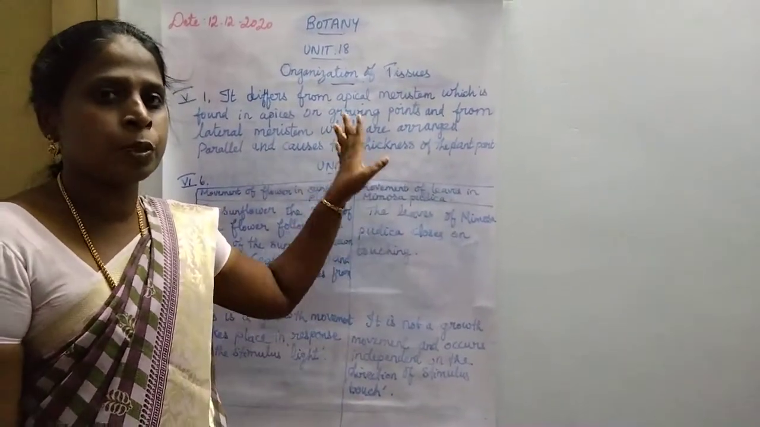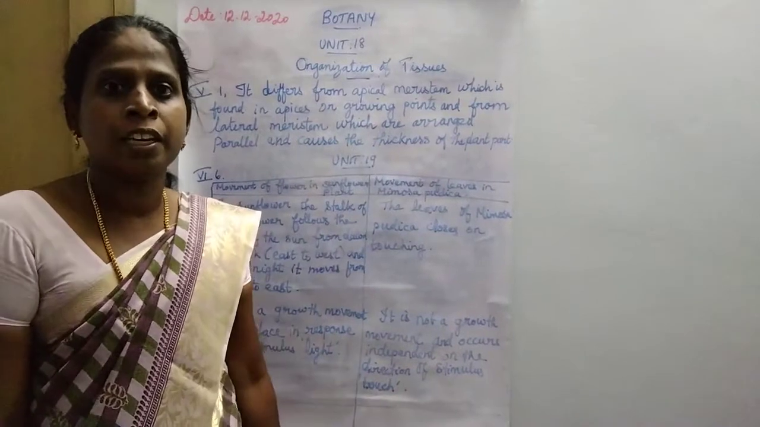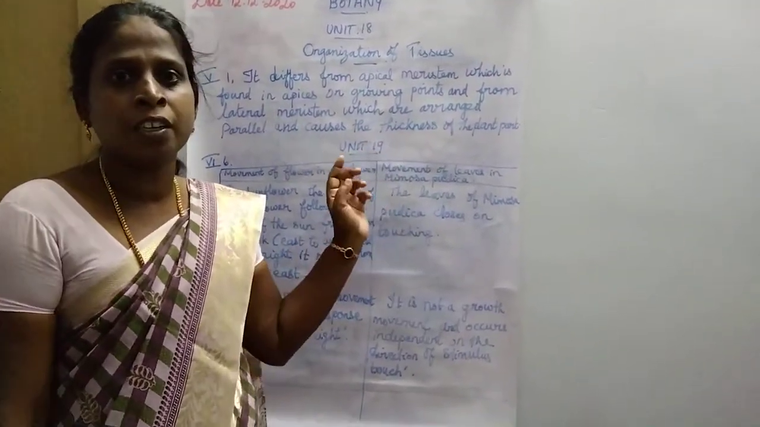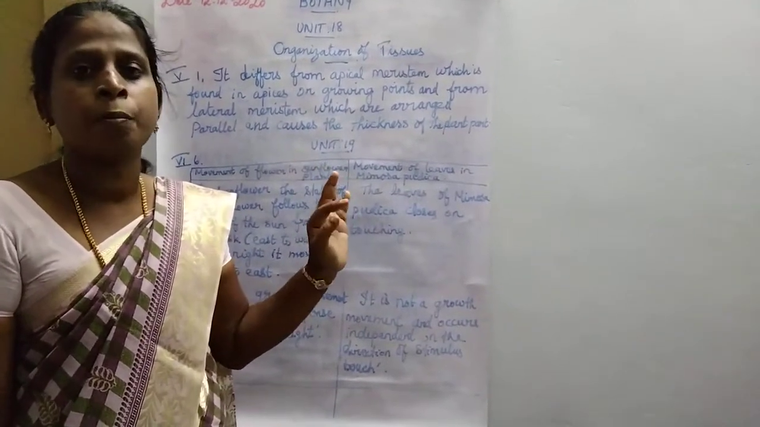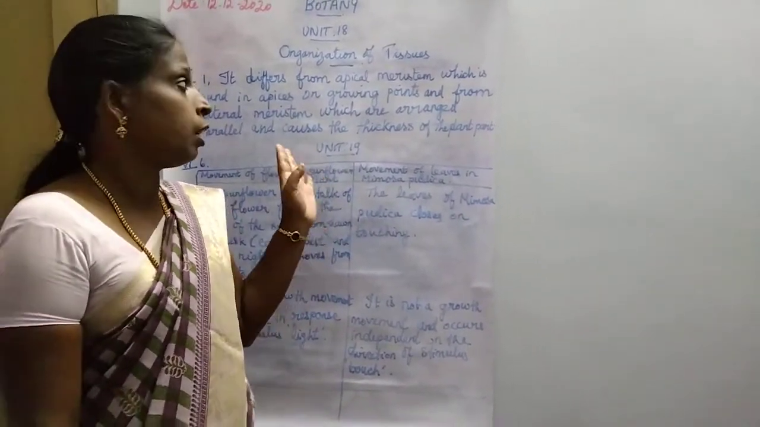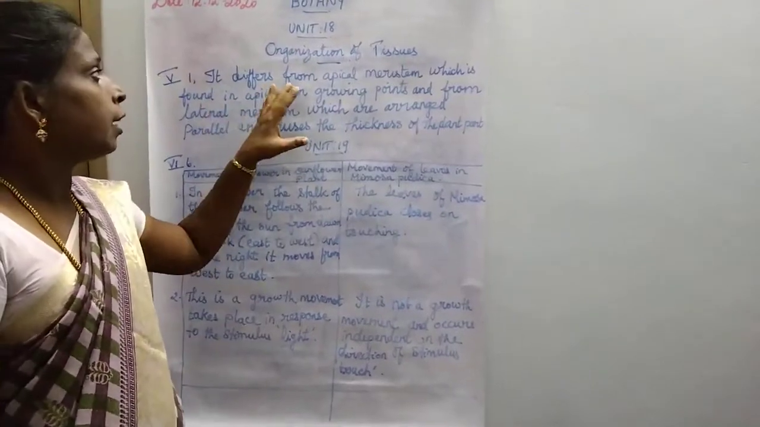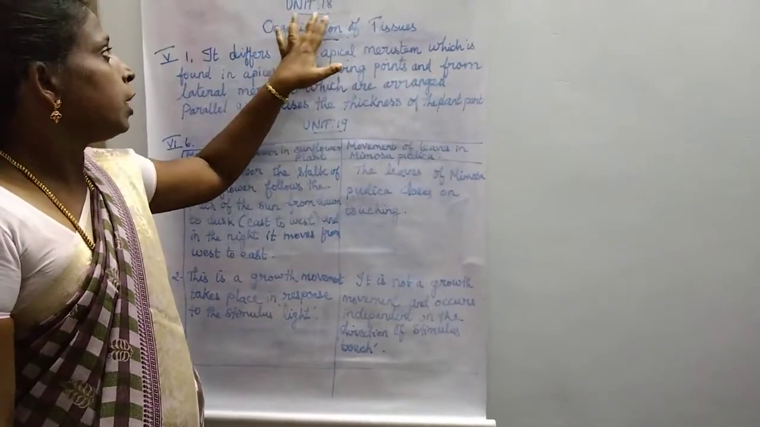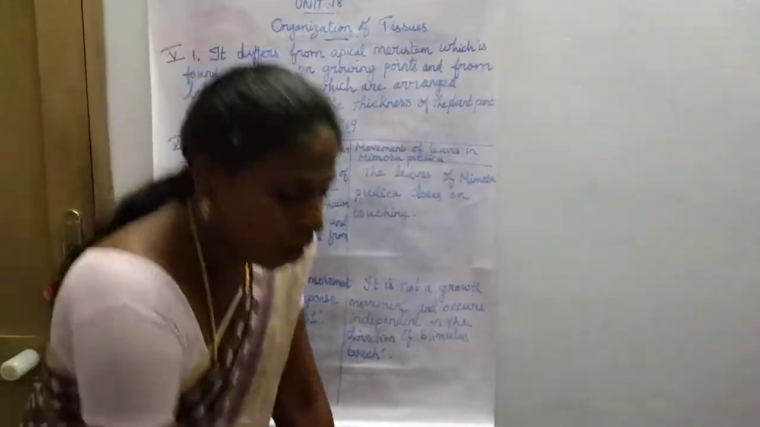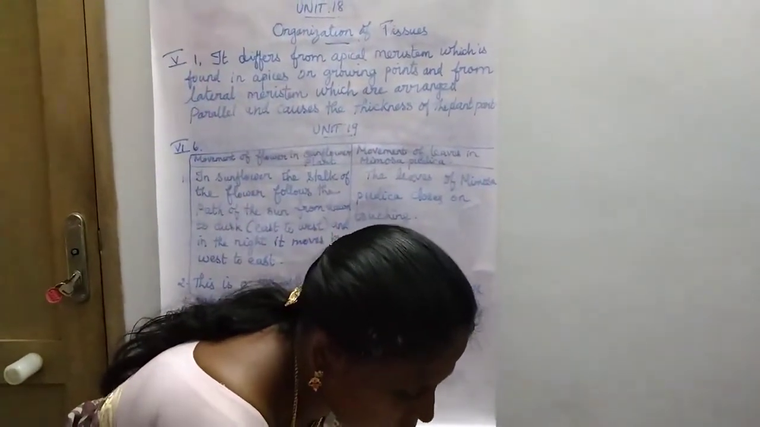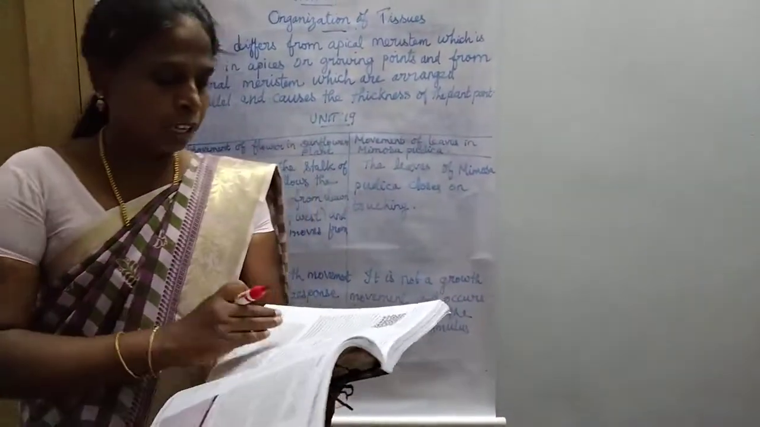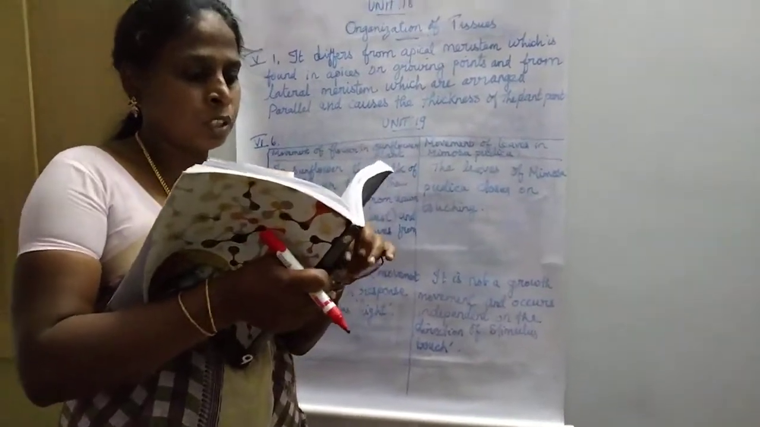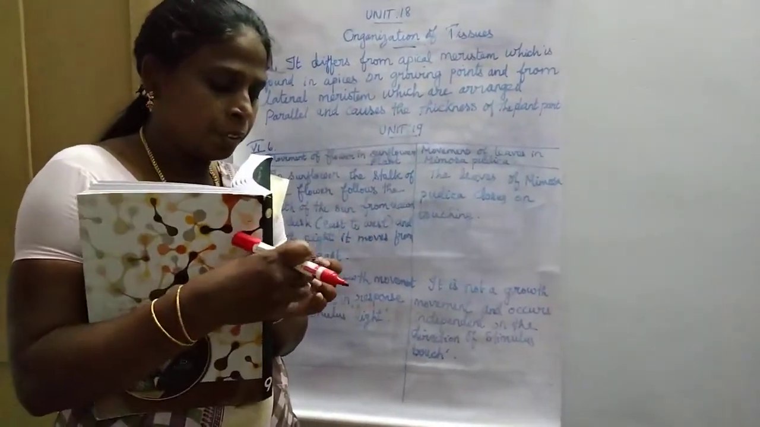The botany test portion is units 18, 19 and 23. Some questions you did not mark in the last classes, so today you can mark all the questions. What are the questions you did not mark? First take the textbook, take unit 18 and mark the question answers. In unit 18 you did not mark any question, so first mark all the question answers.